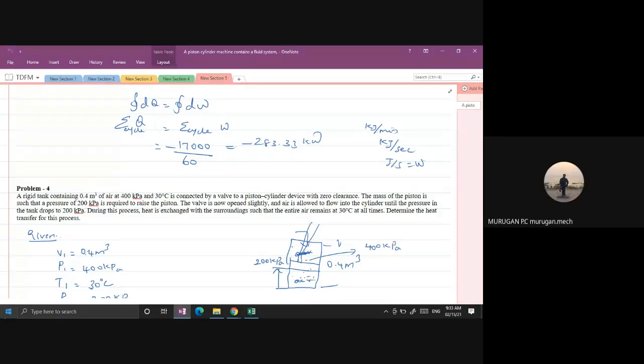The mass of the piston is such that a pressure of 200 kilopascal is required to raise the piston. அதாவது அந்த பிஸ்டனை ரைஸ் பண்றதுக்கு 200 kilopascal ப்ரெஷர் கொடுக்குறாங்க. அதாவது மாஸ் ஆஃப் த பிஸ்டனுக்கு 200 kilopascal தேவைப்படுது. அந்த வால்வ் லைட்டா ஓபன் ஆயிருக்குங்க சார். அப்புறம் ஏர் அந்த சிலிண்டர்ல பாஸ் ஆகுதுங்க சார்.